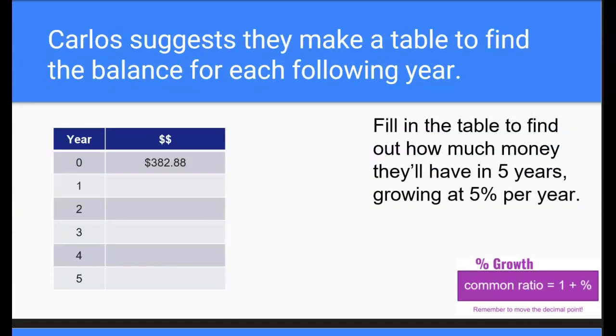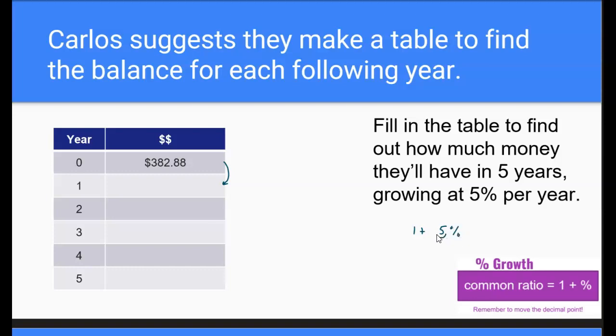So Carlos suggests they make a table, and then they just calculate it year over year. So that means we have to figure out what our growth factor is, what we multiply by each time. And we had a shortcut when we used interest rates. Remember, if we had percentages, we would take 1 plus the percentage, and we would need to move the decimal point. So 1 plus 5%.